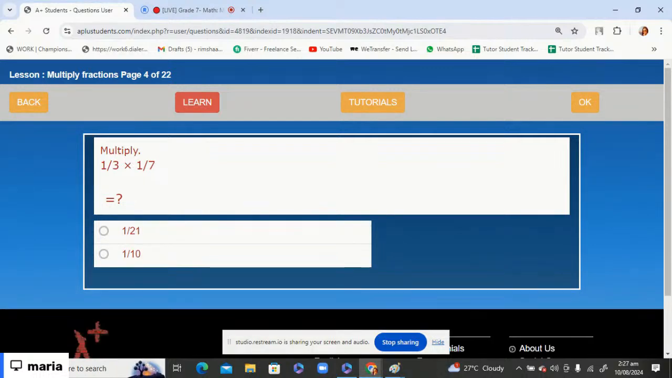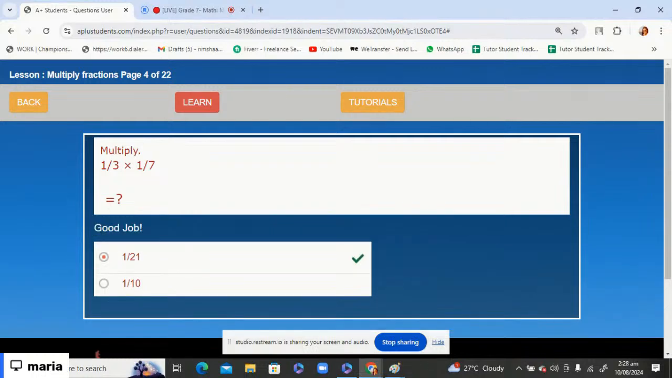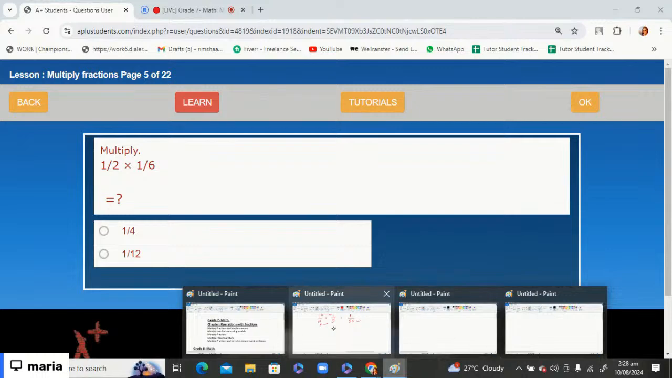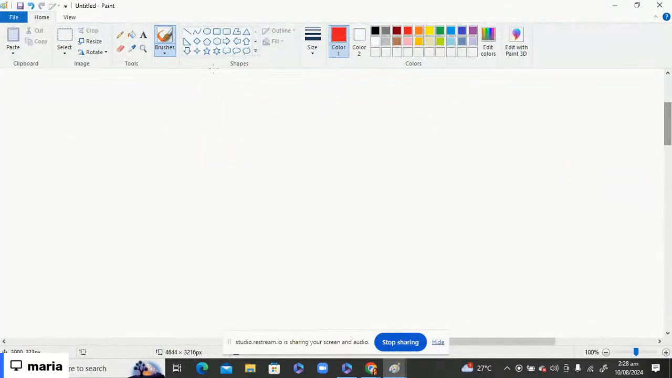So multiply 1 by 3 and 1 by 7. It's again the same thing, just multiply the numerators with each other and denominators with each other. So 1 times 1 is 1 and 3 times 7 is 21. Got it? So we are going to move with this one. 1 by 2 and 1 by 6.